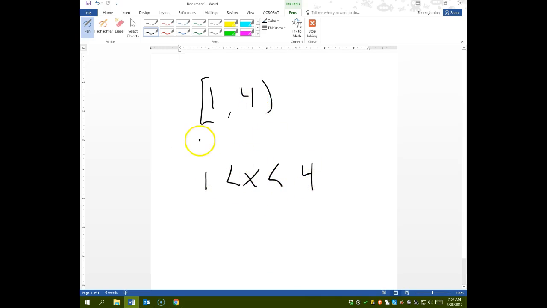Here's my inequality. Lastly, I take a look, and because we have a hard bracket here, I have to put an equal sign on the 1. That's what that indicates, so we can have a 1. 1 can be equal to x, but x has to be less than 4. And that's what this indicates in set builder notation. We just use what's known as a compound inequality, x in the middle, two numbers on the right or left, to describe that in set builder notation.